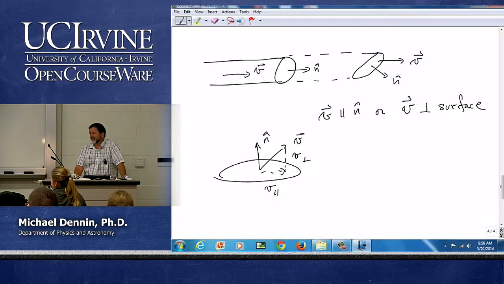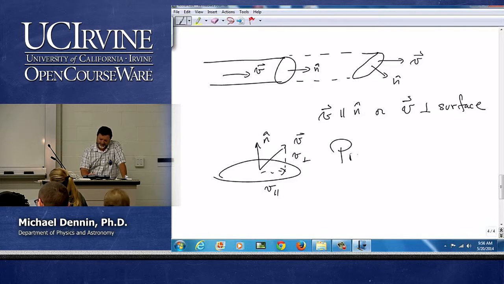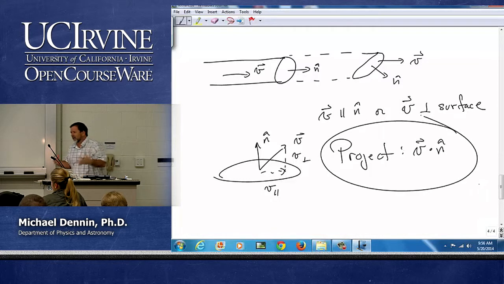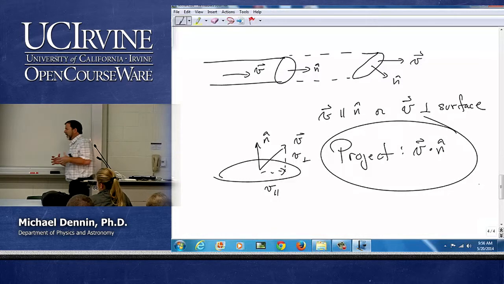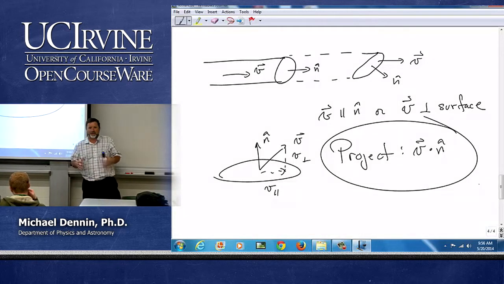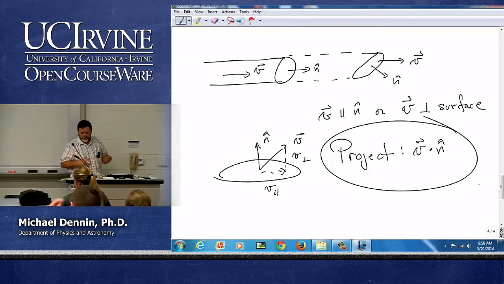Because we're going to do what? The P word. We're going to project. You are allowed to use the P word in physics. Right? So we do v dot n hat, and it all comes back. I told you way back when we first did projection, it's one of the most fundamental mathematical concepts in physics. So we're going to project.